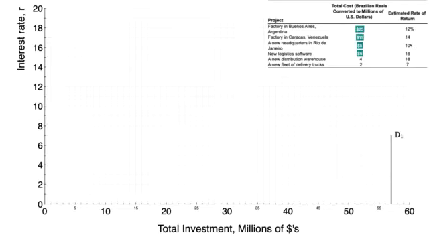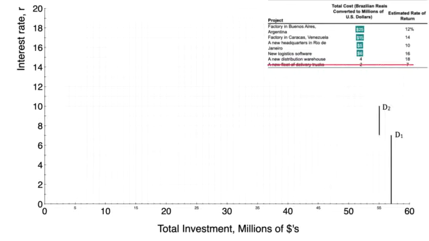So this particular investment schedule, this investment curve, is going to be vertical at 55 million because we're subtracting off the 2 million of this investment that is no longer occurring. And it'll be vertical from 7% to 10%, the next estimated rate of return, because we will still engage in the investment of the new headquarters in Rio de Janeiro. So that's what D2 looks like.